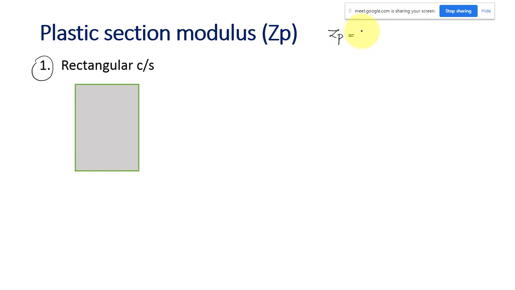It is ZP, that is equal to A by 2 into y1 bar plus y2 bar, where y1 bar and y2 bar are the centroids. Okay, so let us take this rectangular beam where the width is b and the depth is d. So the area is equal to bd.